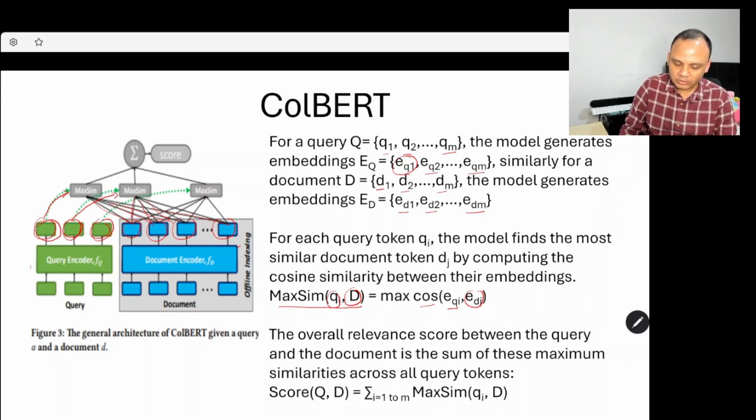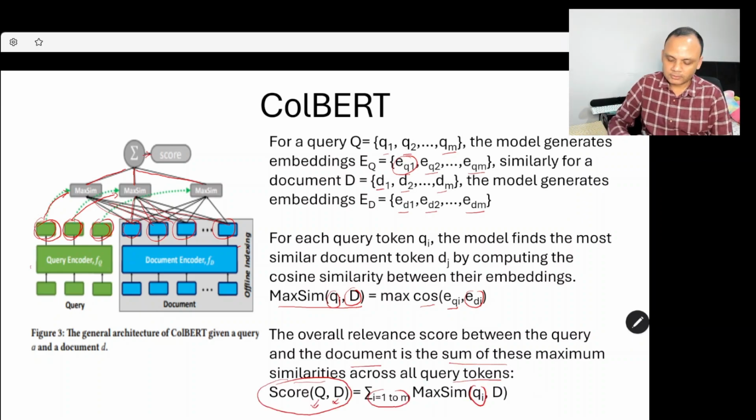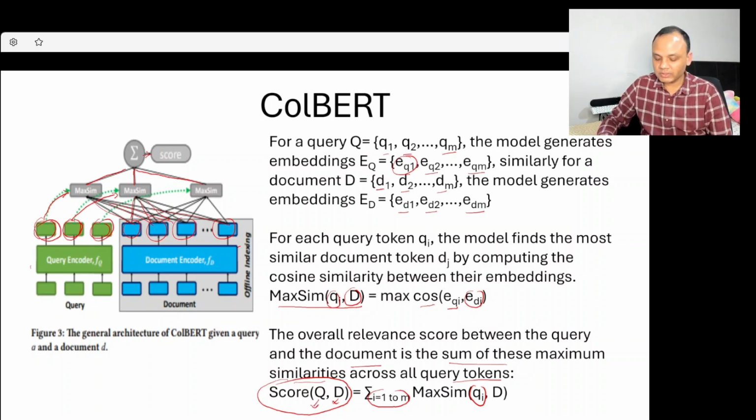And finally, all these MaxSim results get added and provide the final score, which you can see here: the overall relevance score between the query and the document is the sum of these maximum similarities across all the query tokens. This is the way the final relevance score gets calculated, and that score is used to retrieve the most relevant documents. So this is the ColBERT strategy.